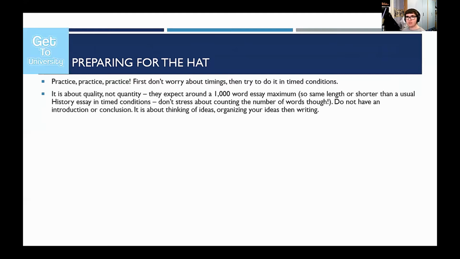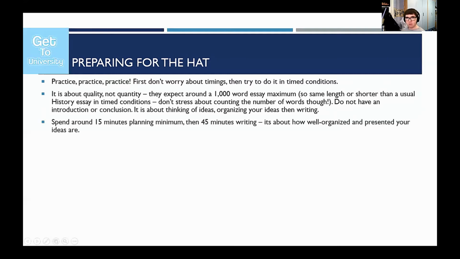You shouldn't have an introduction or conclusion. You may have an introductory sentence, which maybe outlines your key argument, but it's not about having a rigid structure. It's more about actually just responding to the question directly. You don't need to recap anything in a conclusion. As it says there, ideas and organizing your ideas into writing. So structure is quite important.